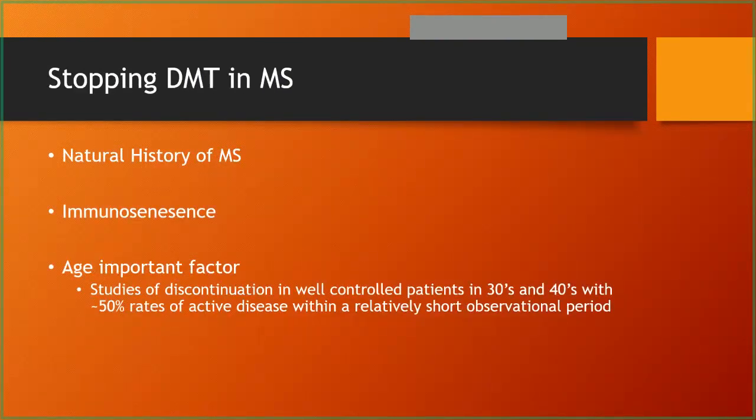So there is a question, and these are every week conversations in my clinic, of if and when we can stop medication. Age does seem to be an important factor. Previous studies also looked at discontinuation in well-controlled patients in their 30s or 40s. In those studies, over 50% of patients that stopped their medication showed active disease within months to a couple of years. So I think that shut off the idea that we can treat early and then stop disease-modifying therapy, because there continues to be a significant risk of active disease, even in well-controlled patients in their 30s and 40s.